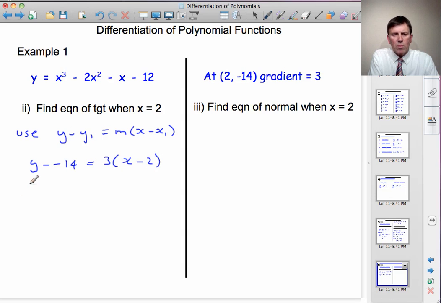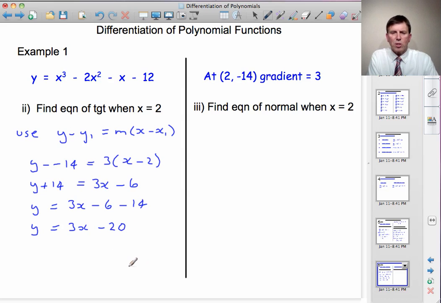Simplify this, y minus minus 14 is y plus 14 equals 3 times x is 3x, 3 times minus 2 is minus 6. Take the 14 to the other side and we get y equals 3x minus 6 minus 14. Change of sign there. So y is equal to 3x minus 20. And that gives us the equation of the tangent in the form y equals mx plus c.